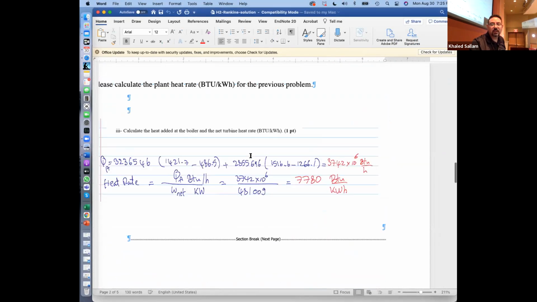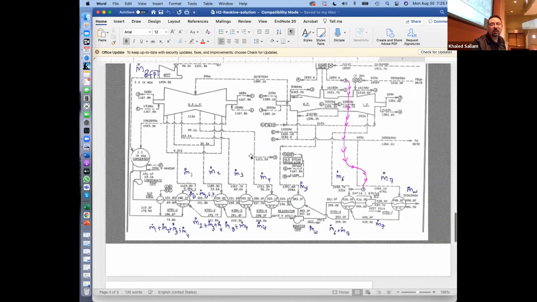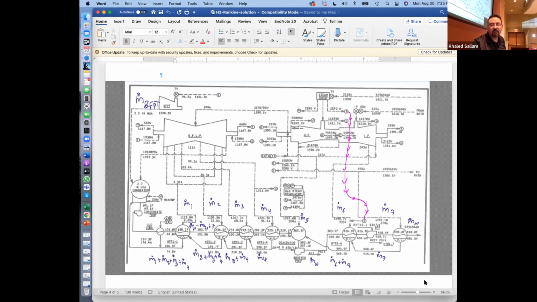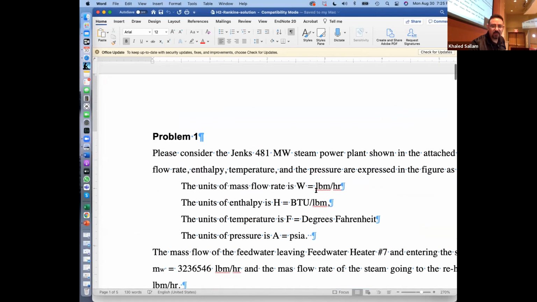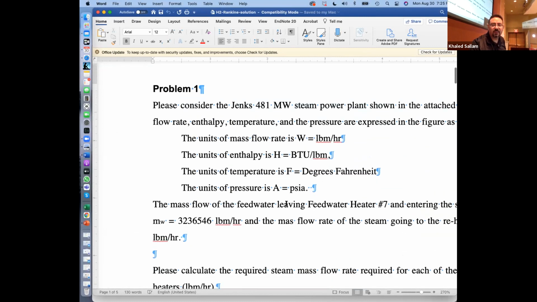This sketch is intimidating. I give you this, right? So many things. What does it say here? What is W? Pound per hour. What's H? BTU per pound mass. F is Fahrenheit. A is the pressure in PSI absolute. What is PSI absolute and PSI gauge? Are you above the atmosphere? Then you are PSI gauge, right? What is 1 atmosphere? How much in PSI?